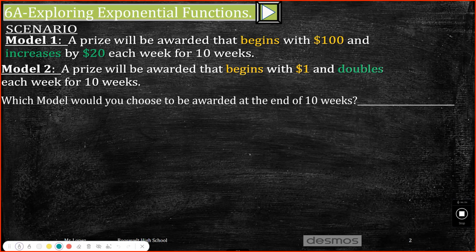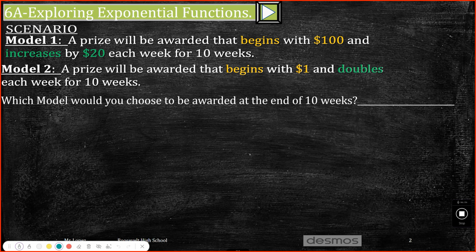All right, this is lesson 6A, exploring exponential functions. So here are two scenarios, two situations. In model 1, you will get a prize that begins with $100 and then increases by $20 each week for 10 weeks. Whatever that amount is after 10 weeks is going to be your prize.